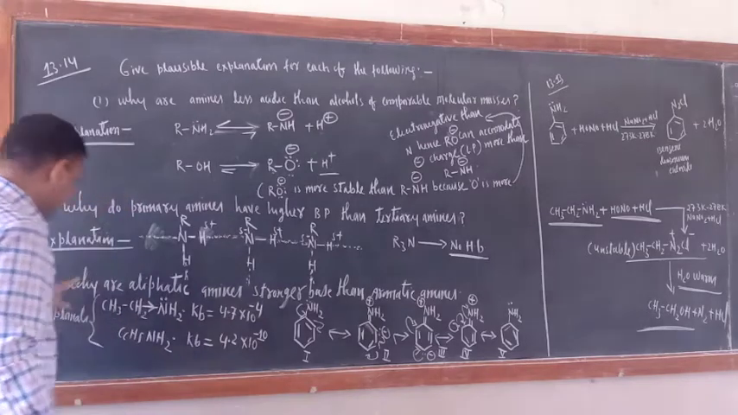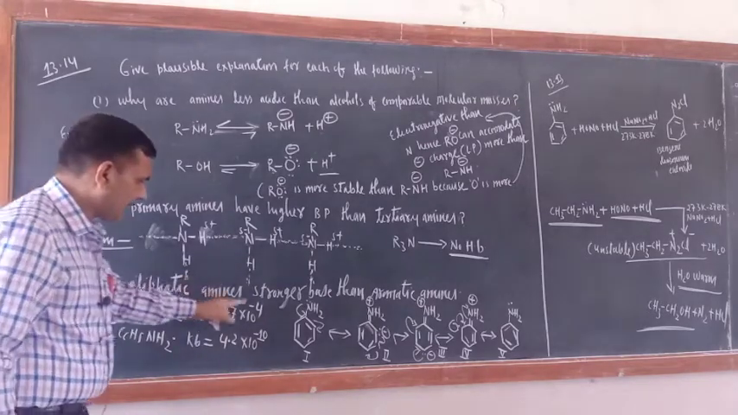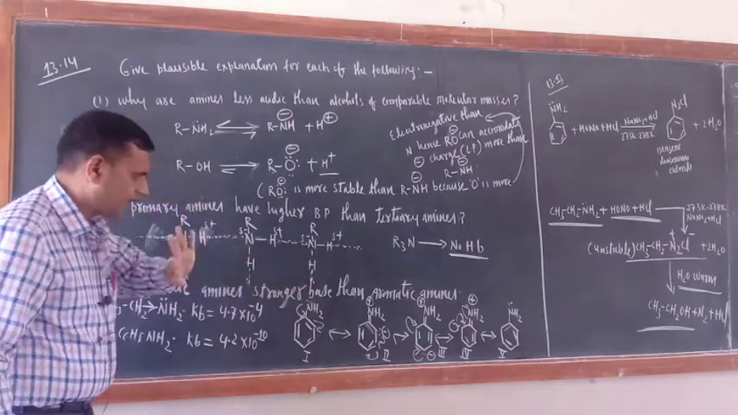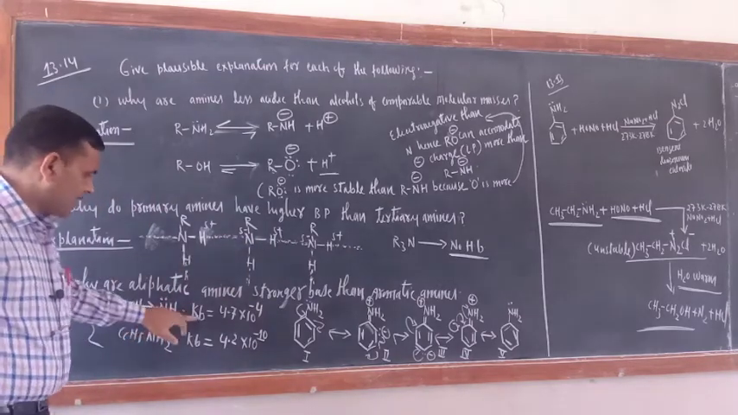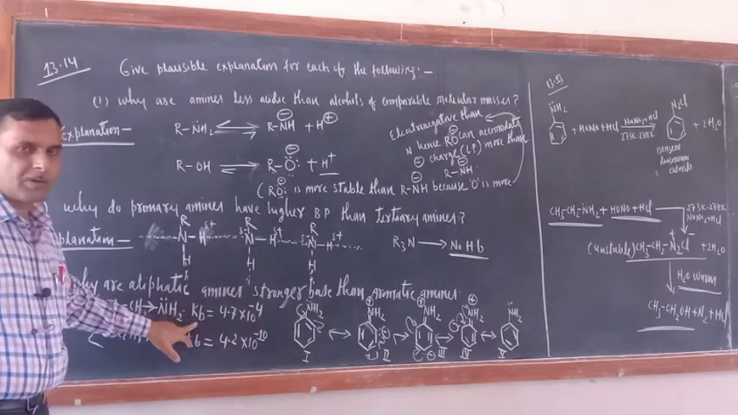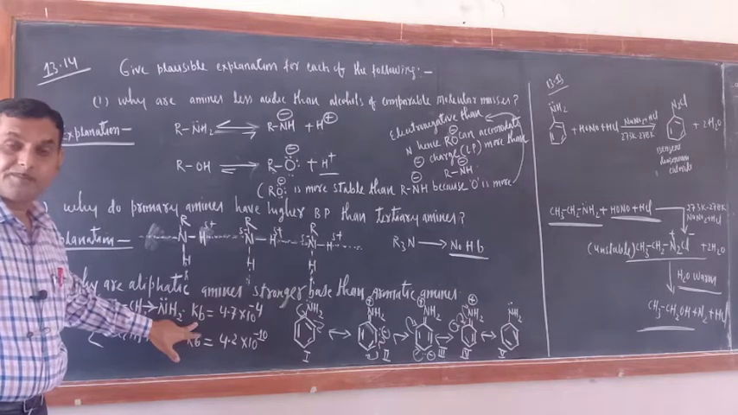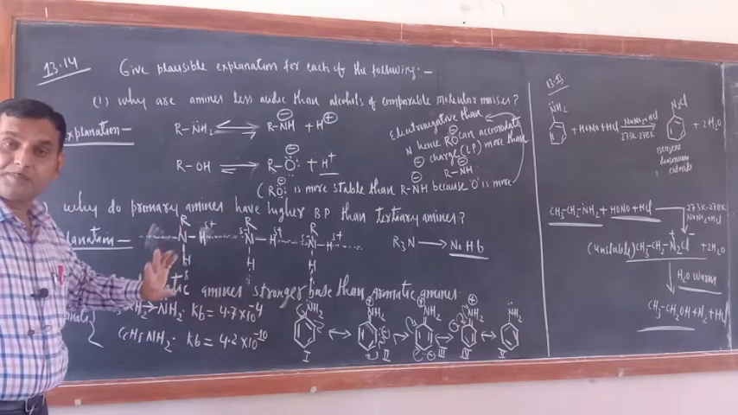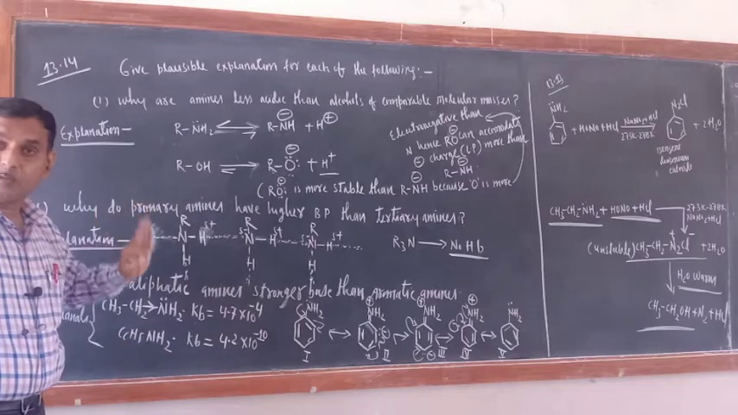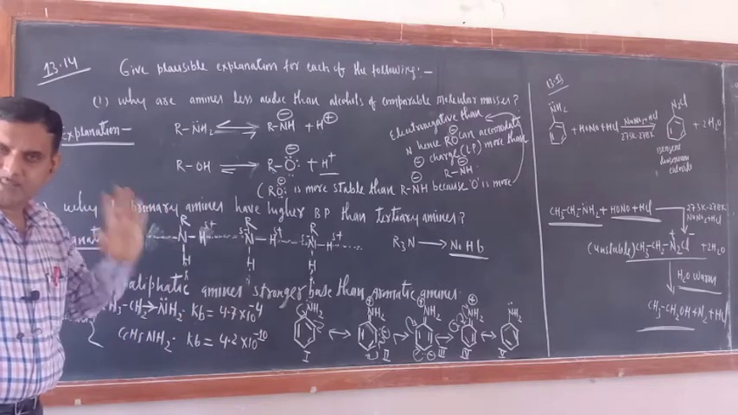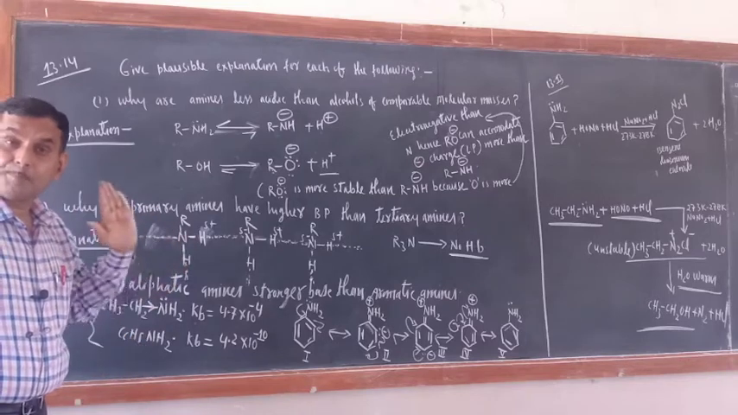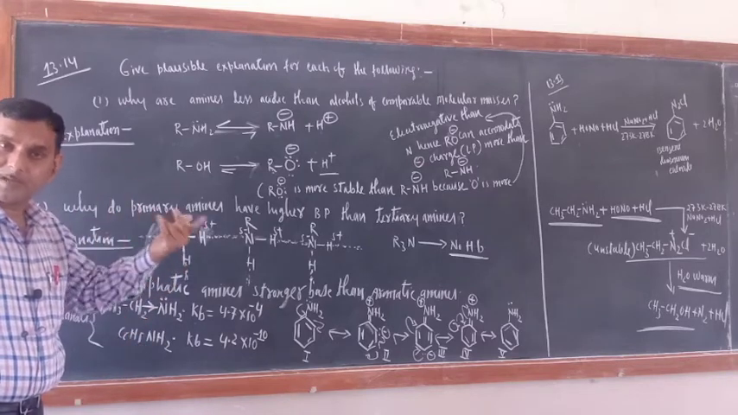Now the last question is, why are aliphatic amines stronger base than aromatic amines? Just see, here I have written the Kb value, not the pKb value. What is the difference between Kb and pKb? The greater the value of pKb, the weaker the base. The smaller the value of pKb, the stronger the base.